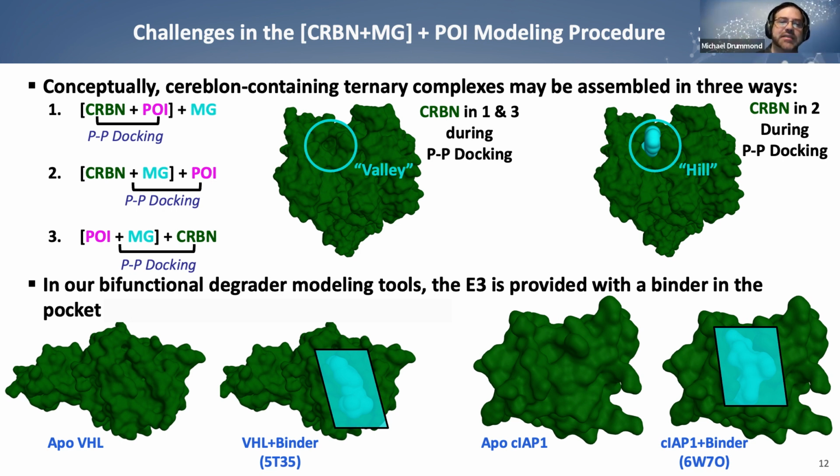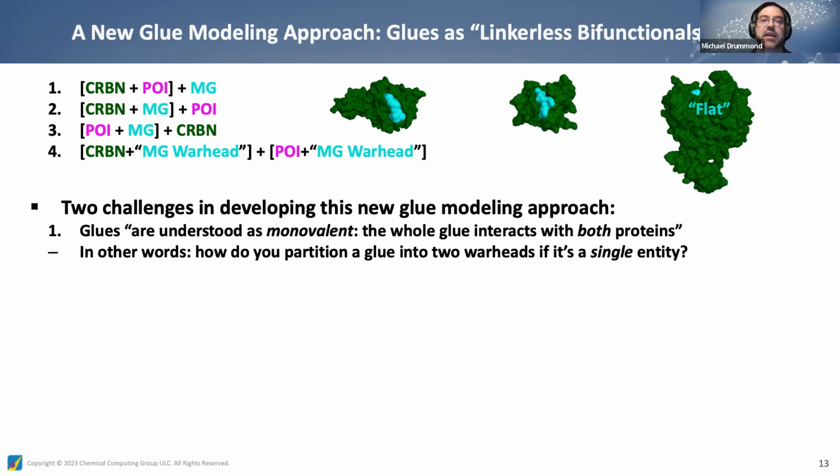This got us thinking about a 4th way that we could make the inputs, particularly for cereblon. That is not to consider that valley or that hill. Instead, it's just to consider part of our molecular glue. We'll call it a glue warhead. It's really going to be modeling these molecular glue ternary complexes more or less the same way we do these with bifunctionals in Mo. What we're considering is that these molecular glues are like bifunctionals.